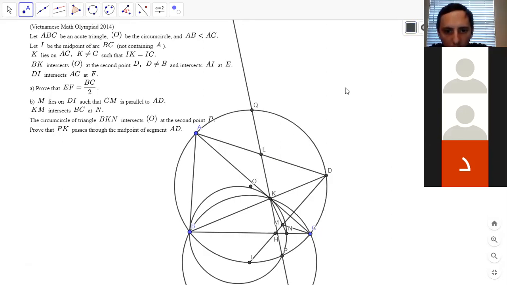Okay, so we're going to prove AQDK is a parallelogram, maybe. Yes. So the triangle BKN is similar to AKC. Wait, hold on one sec. N is this point right here. So BKN. Did you say ADC? BKN, yeah, and ADC. Okay, so BKN is similar to ADC.